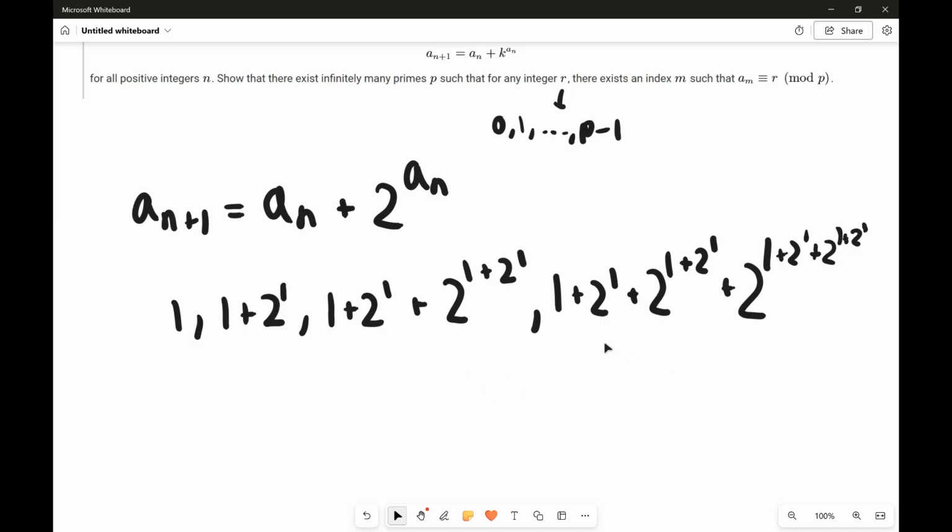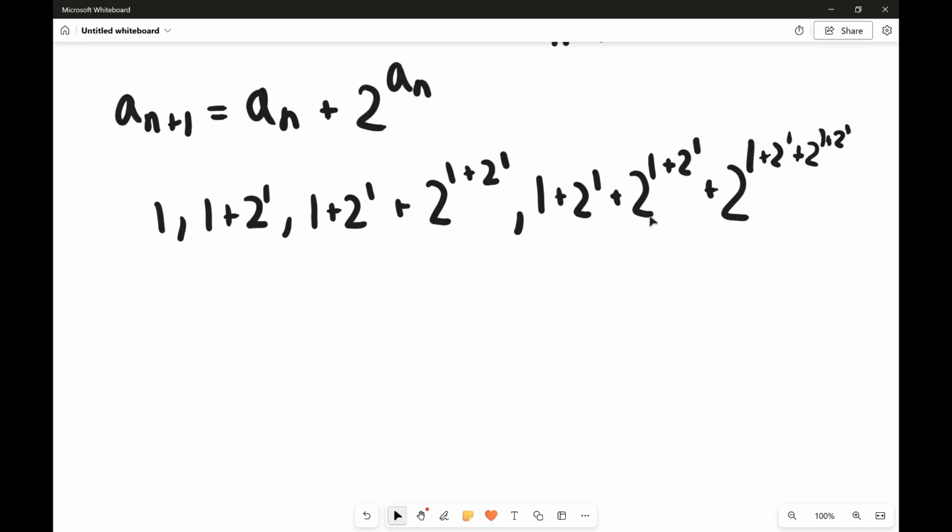So consider taking this modulo p for a prime p. Then we have 2 to the power of 1, and then 2 to the power of 1 plus 2, and so on and so forth. So all the activity seems to be happening inside the exponent, because that's where our other term is. And when we take it modulo p, by Fermat's little theorem, it loops once every p minus 1 iterations.